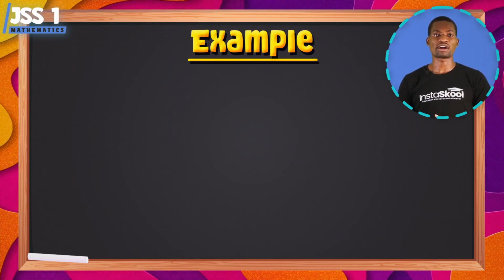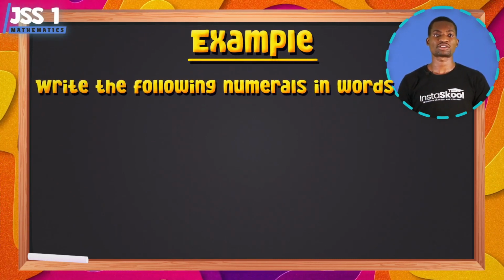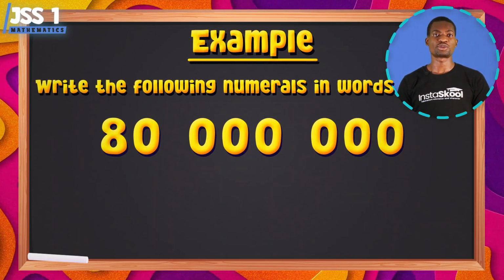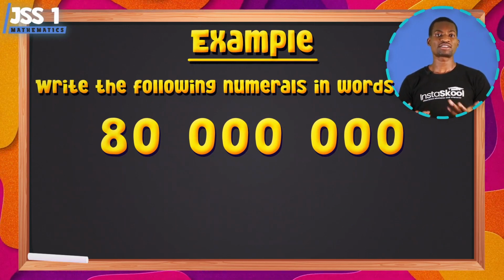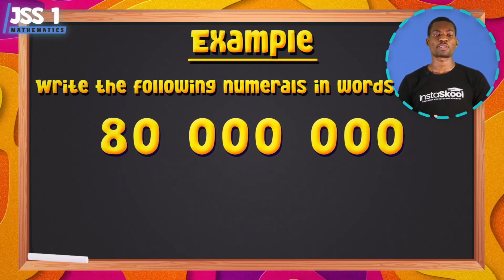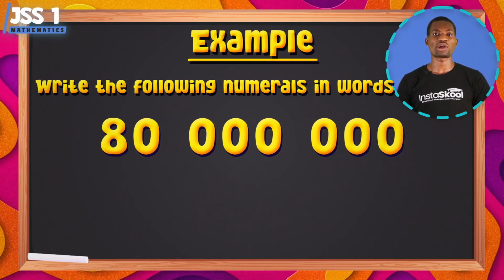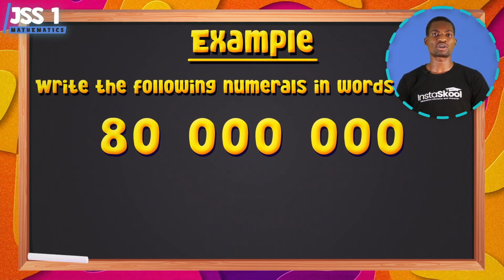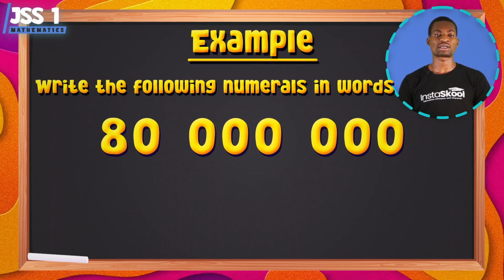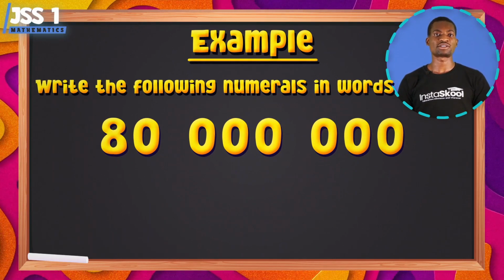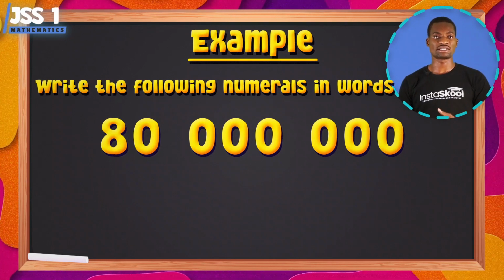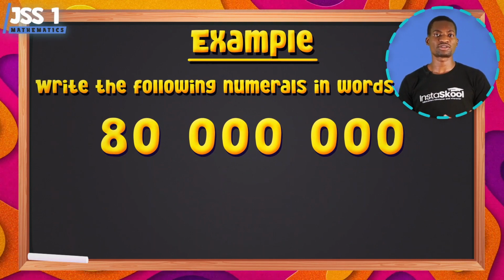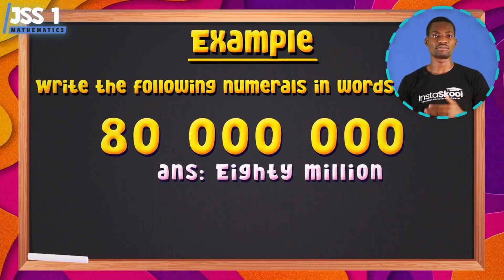The next series of examples is to write the following numerals in words. The first example we have is 80,000,000. The first step is to count the number of zeros. When we count the number of zeros, you would agree with me that we have 7 zeros, and 7 zeros represent 10 million. The second step is to note the number in front of the zeros, and that is 8. Now the third step: 8 in tens is called 80. So 80,000,000 is thus written as 80 million.